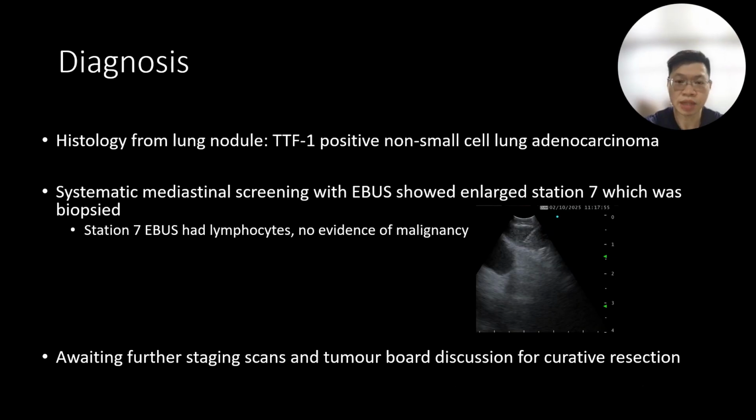The patient was diagnosed with TTF1 positive non-small cell lung adenocarcinoma. Systematic mediastinal staging was done with EBUS, which showed enlarged station 7 subcarinal lymph nodes, which were biopsied and were negative for malignancy. He is currently awaiting further staging scans and tumor board discussion on curative resection.